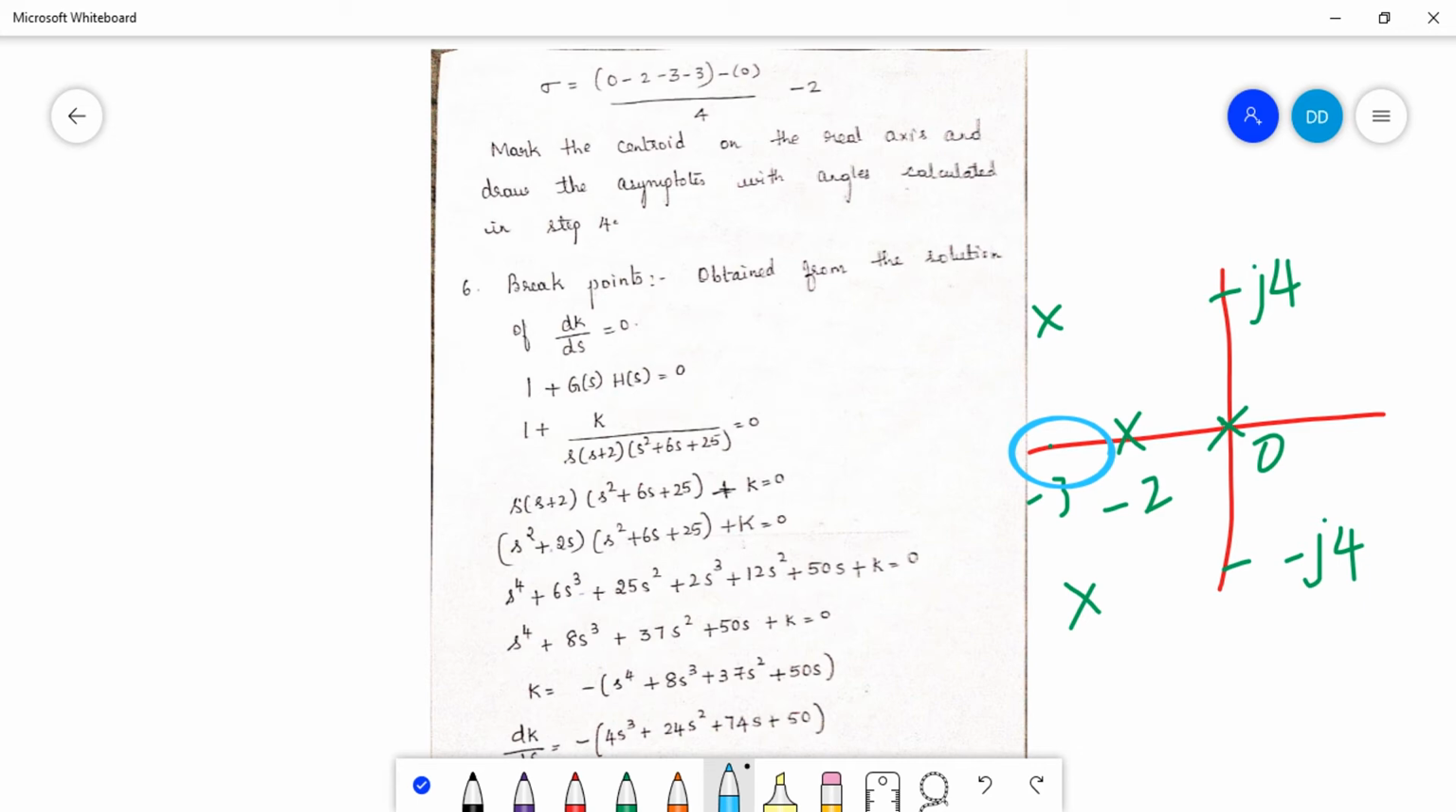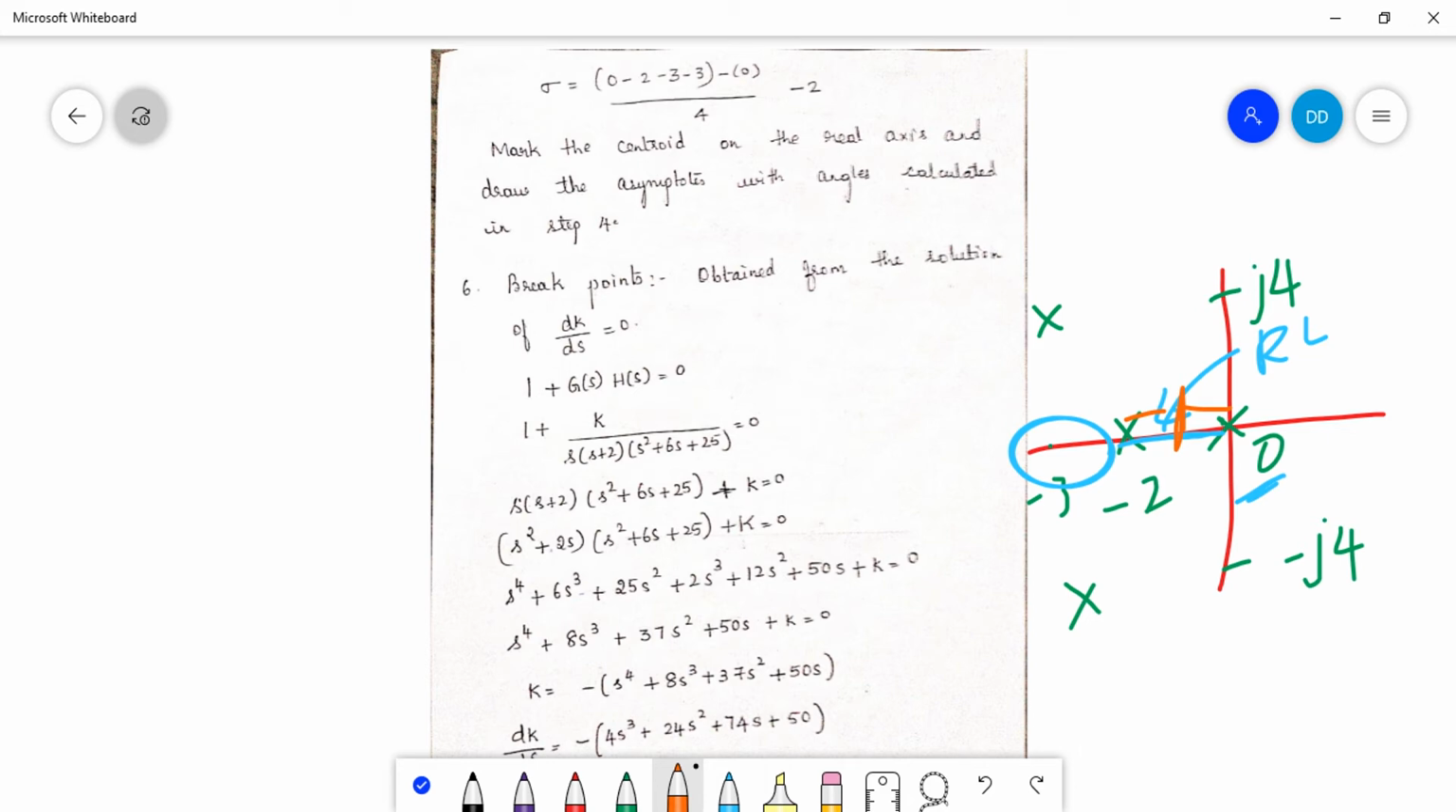So now we will consider the region between 0 and minus 2. If you can see here, if we consider this section, to the right we have only one pole, which is at 0, which is an odd number. Therefore, root locus exists in this region. So when you have root locus coming from minus 2 and the other from 0, obviously you will have a breakpoint. So we need to find the breakpoints.